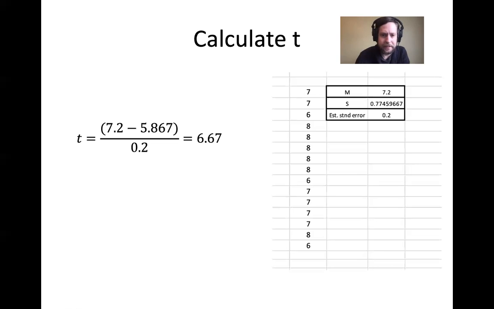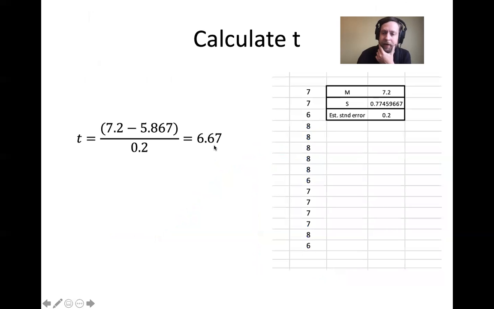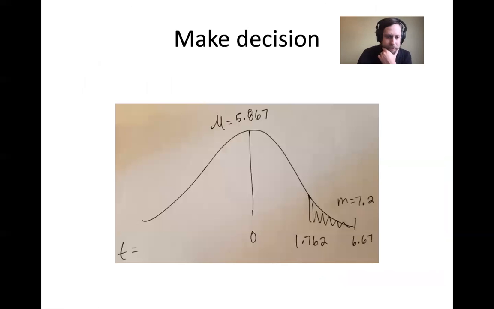So that's calculating t. Then we needed to decide, is that t in our critical region? I want to remind you, we already decided what our critical region is. Our critical t value is 1.761. So we need to decide whether the t of 6.67 falls in that shaded region. And I think I have this picture right here.